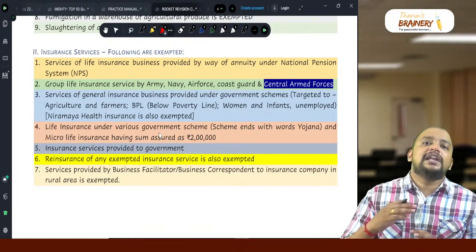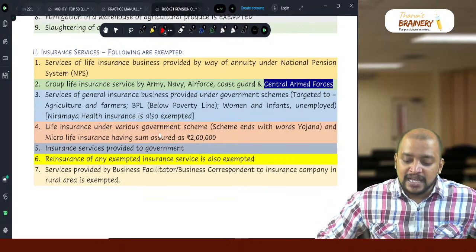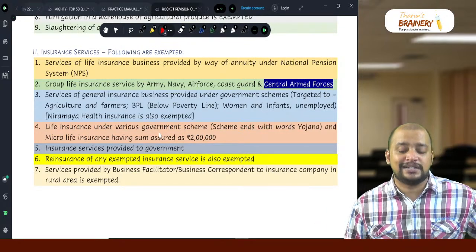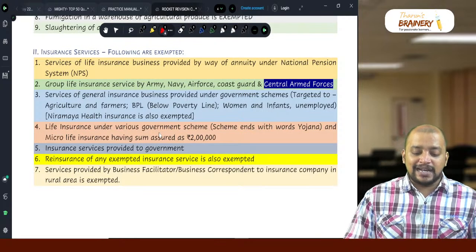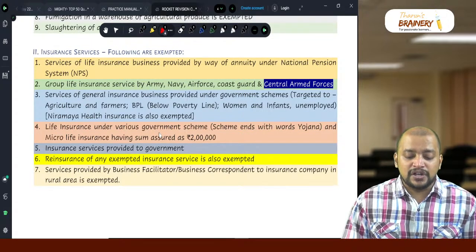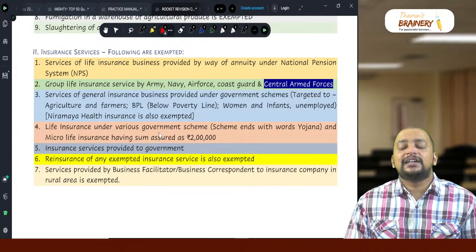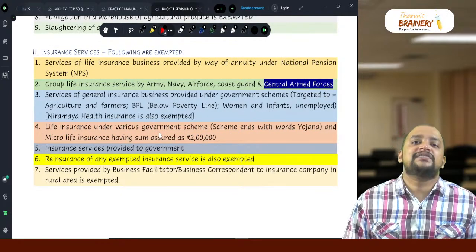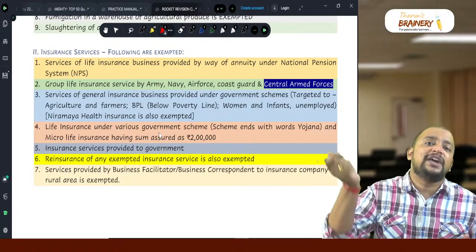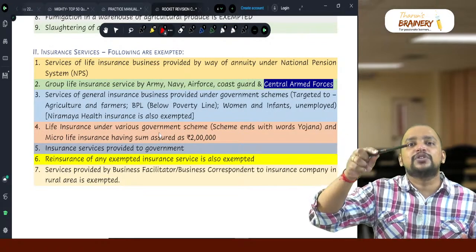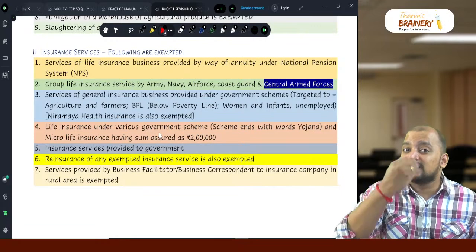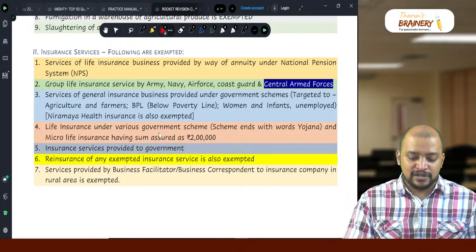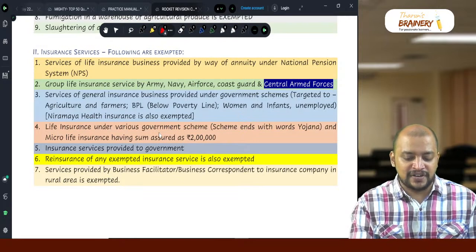So that amount collected towards a group insurance fund is exempted. That is the Army, Navy, Air Force, Coast Guard and Central Armed Police Forces. Then next, number 3, services of general insurance business provided under a government scheme. There is an insurance company providing some general insurance services. Those schemes are notified by the government. Under those notified schemes, they are collecting some premium, so that premium collected will be exempted. So this is under government notified schemes.